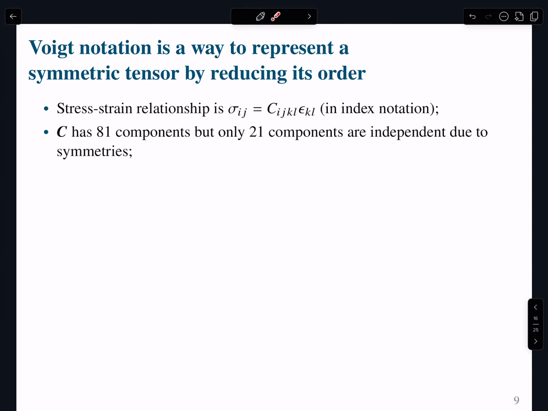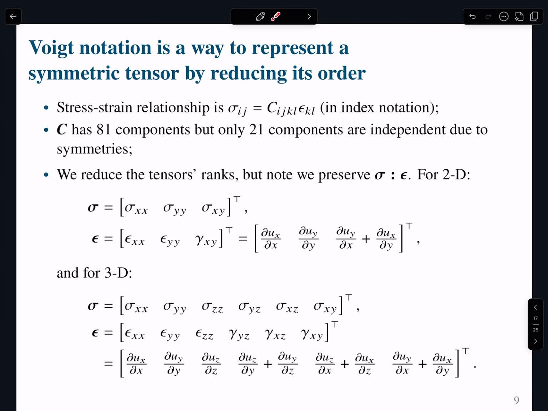Well, the C has 81 components, but there are only 21 components that are independent due to symmetries. And so this allows us to write my stress tensor simply by a one-dimensional vector, and the same with the strain, right? As long as this quantity holds. So if you recall, stress contracted with strain gives me some sort of energy, right? So as long as that quantity holds, then I can do this. And to make that hold, this is what I need to do.